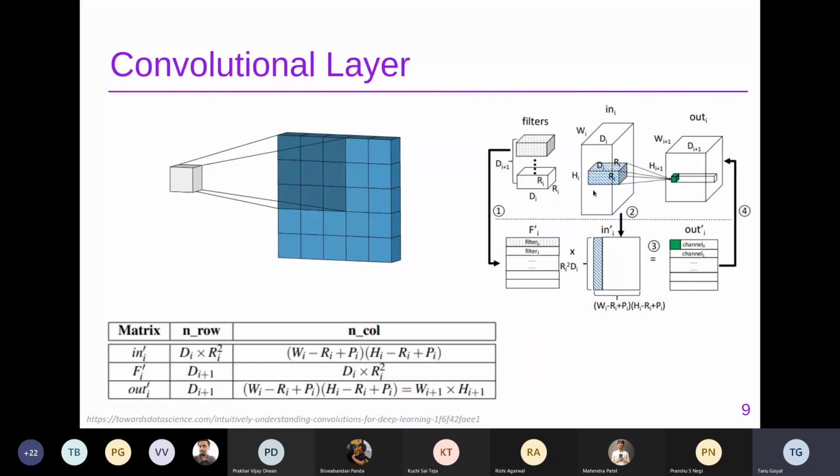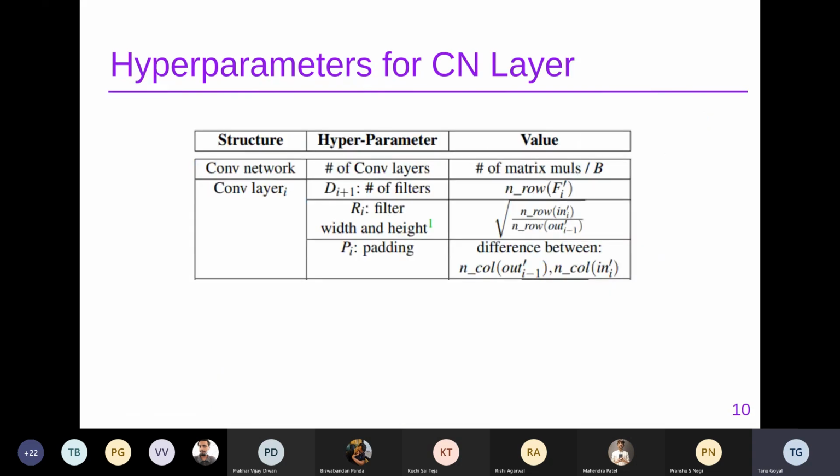If there are D different filters, they are cascaded into different columns, and the input, which is 3-dimensional, is formed into a 2-dimensional matrix. So the takeaway is similar to the previous slide we saw for the fully connected layer. For the convolutional layer, we can map the hyperparameters to the matrix values as follows: the number of filters being used, the filter size, and the padding.